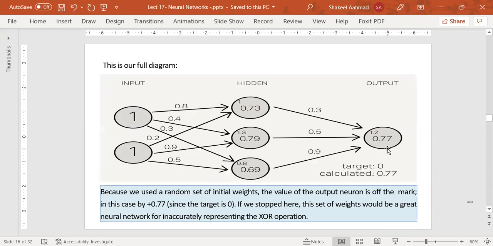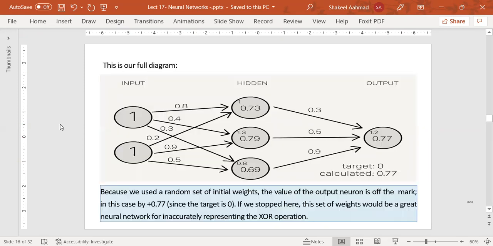But this value is not our target value, because for the XOR function, we have to receive 0. So 0 is our target value, but our calculated value is 0.77. Because we have used a random set of initial weights, the value of the output neuron is off the mark. If we stopped here, this set of weights would be a great neural network for inaccurately representing the XOR operation. We need to calibrate these weights to get the required or target value.